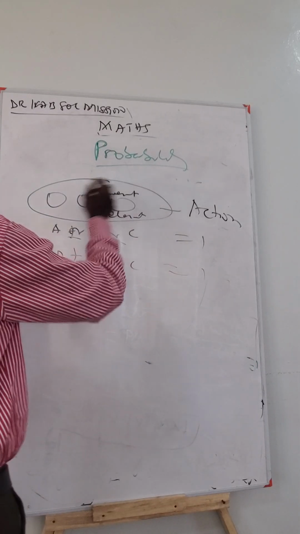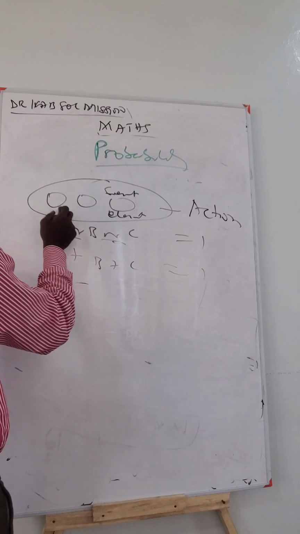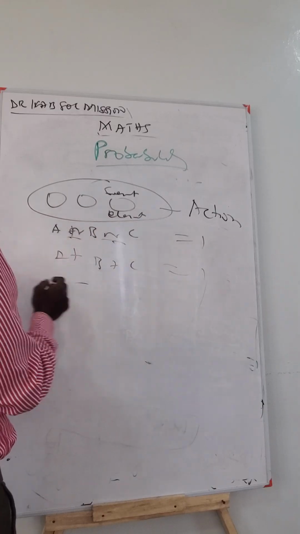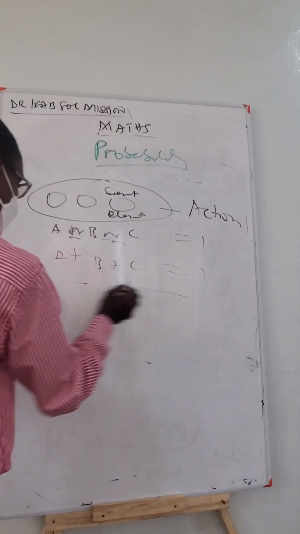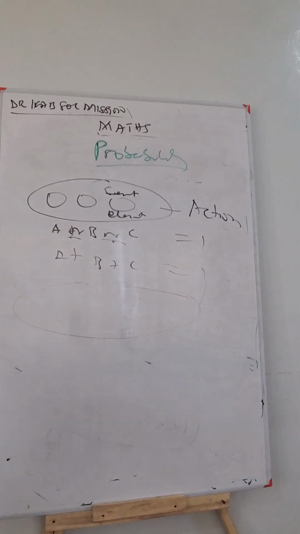Now let's say this is for an action. So for an action, the elements or the events are joined by addition. So this is action 1. Now let's say there's another action 2.